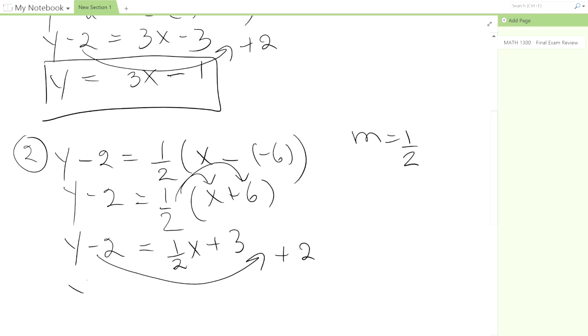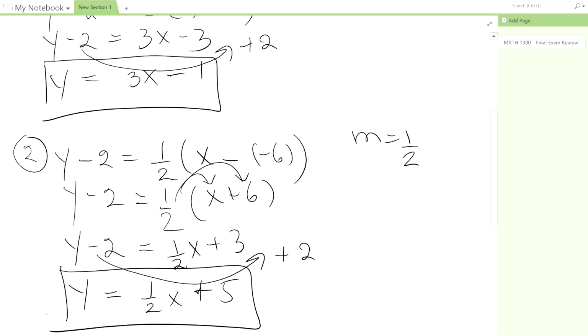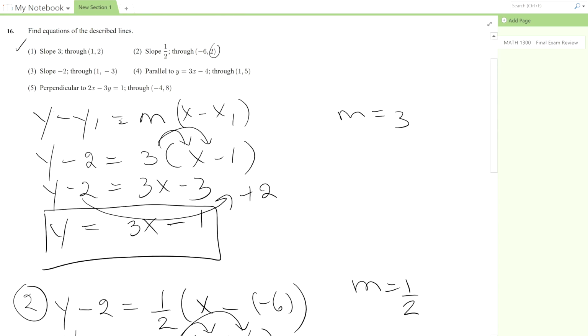Then I can go ahead and move the negative 2 to the other side. It becomes positive. I get y equals 1/2 x, 3 plus 2 is 5. And that is the equation of that line. Okay, for the number 3, done with that one. Number 3, our m is negative 2.